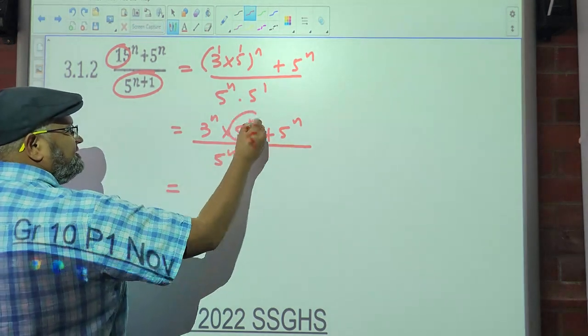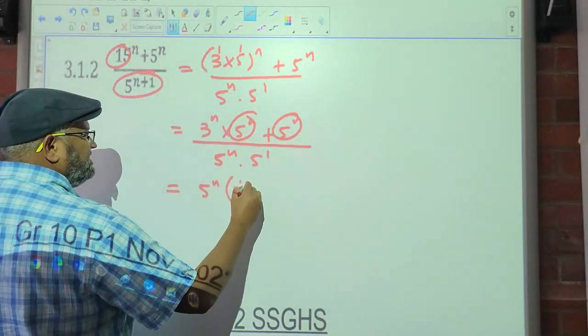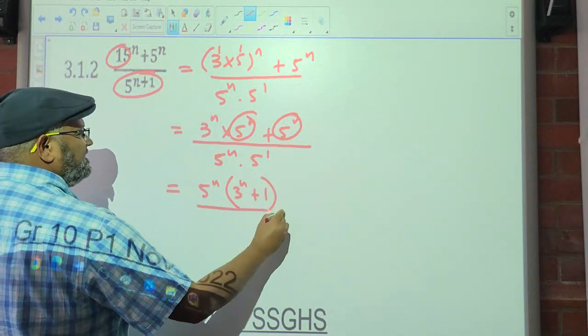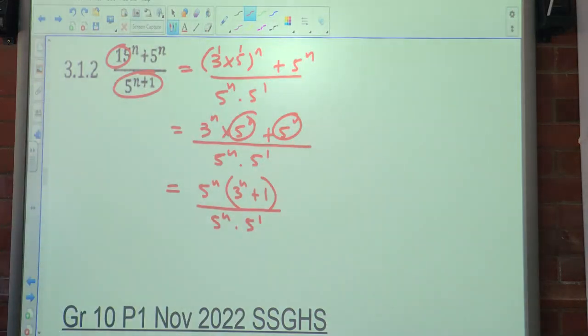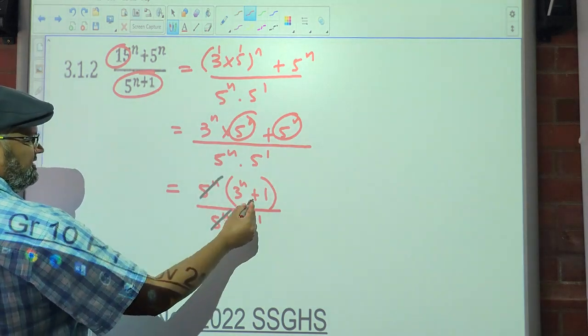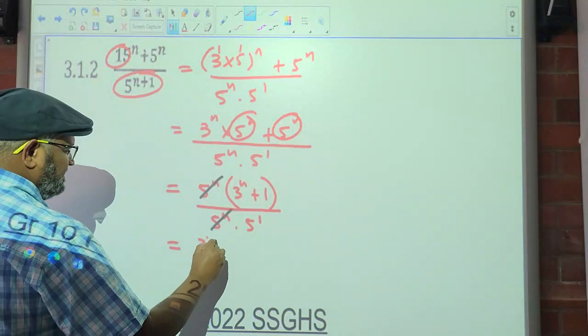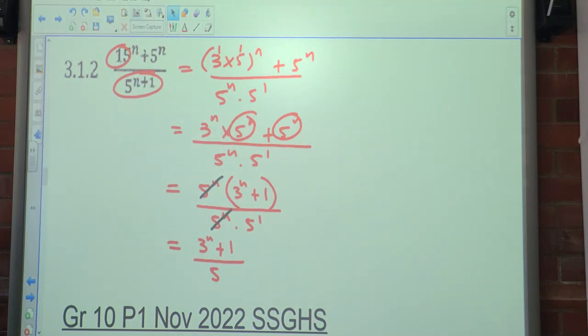So what is common? 5 to the n. What are we left with? 3 to the n plus 1 over 5 to the n times 5 to the 1. Now what? Cancel. As you can see, it's unlike terms, so it's going to be 3 to the n plus 1 all over. Is there any confusion?